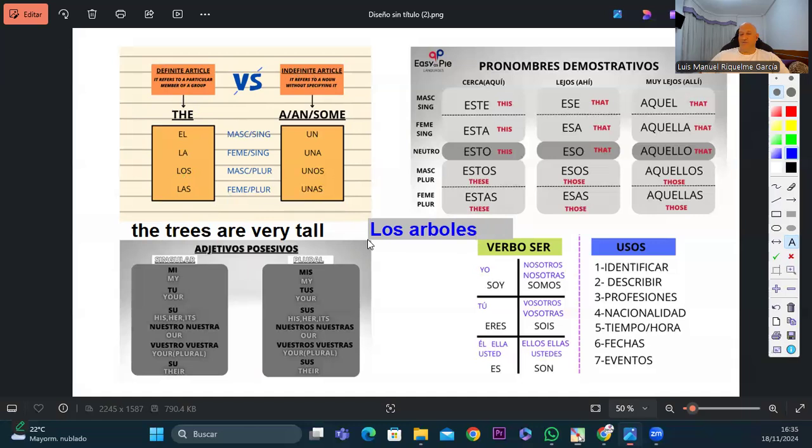The trees are, they. So what's the box that we use for a they? This one over here. Son. Very. How do we say very? Los árboles son muy. That's very. And what's the word for tall? Alto. But it's more than one tree, so it would be altos. So the trees are very tall. Los árboles son muy altos.